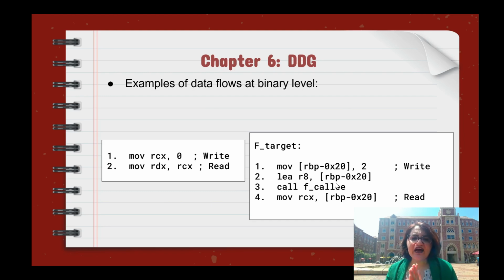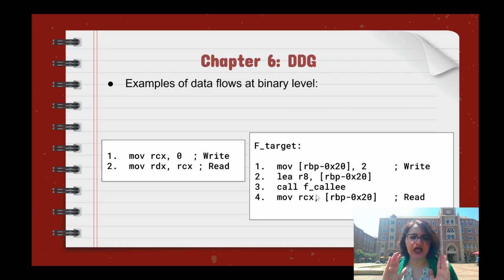On the right side, I have simple assembly instructions. In the first line, we have a write to memory. We move value 2 into the address that RBP minus 0x20 is pointing to. In the next instruction, we read from that memory. Because between line 1 and line 2 there is no other instruction that modifies the value inside RBP minus 0x20, we can say that line 1 and line 2 are data dependent, because it's the same data that we are writing to and reading from.